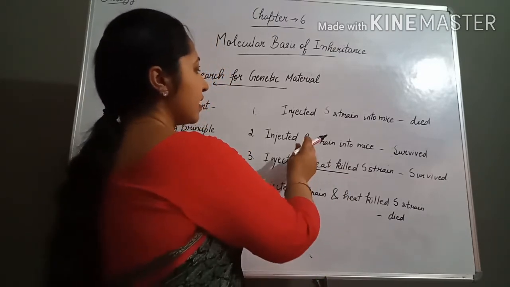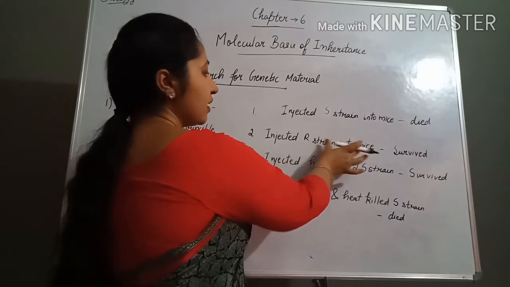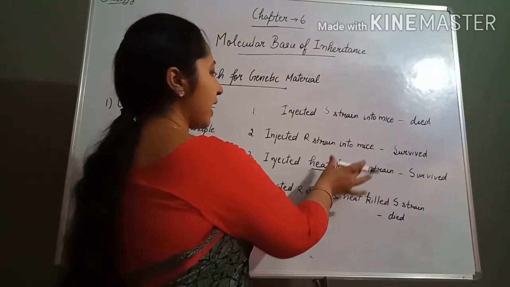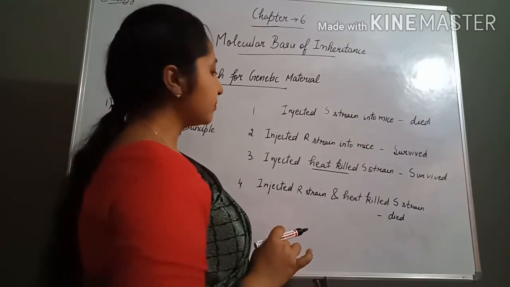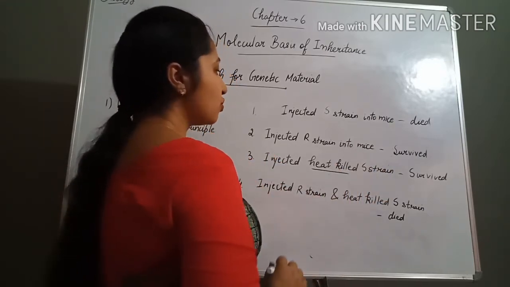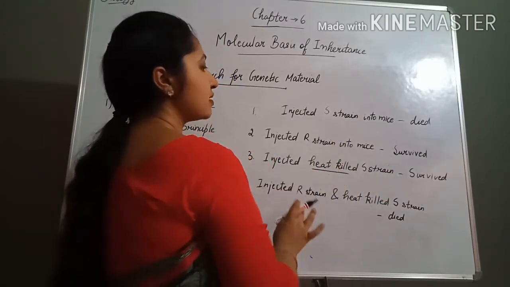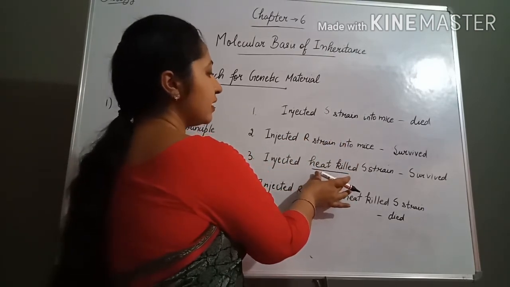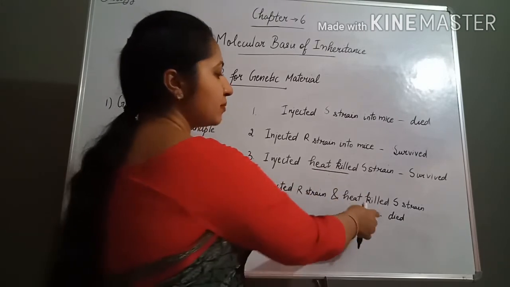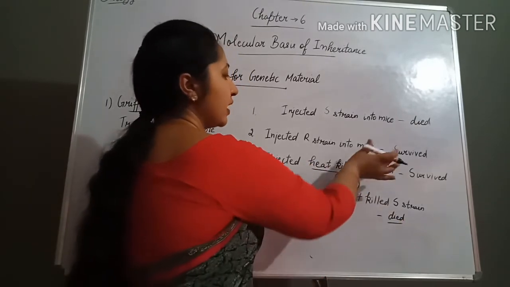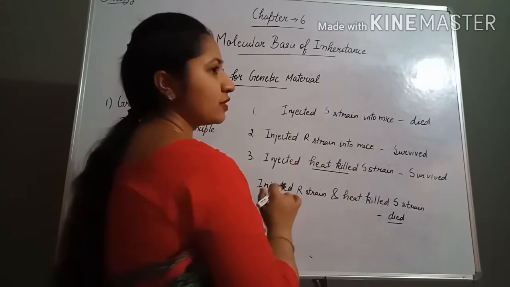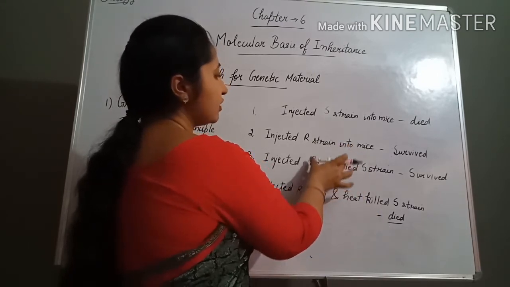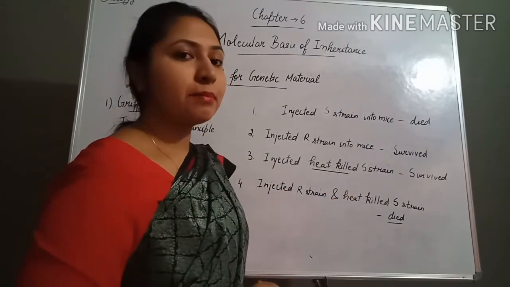Now see in this case, if the R strain is injected into mice, the mice survived, and if the heat killed S strain is injected, again they survived. So if in both cases the mice survived, then why did the mice die here when a mixture of these two was injected into the mice?